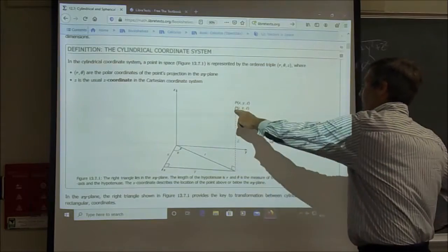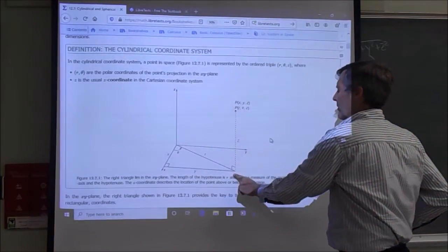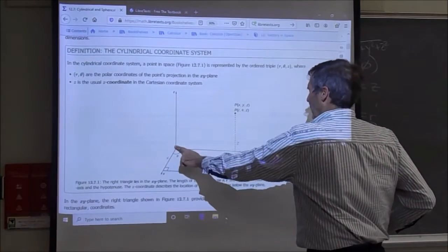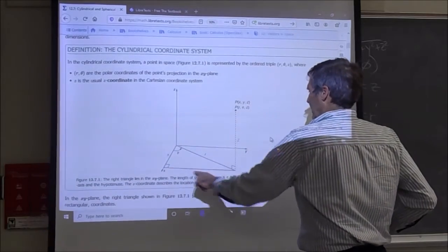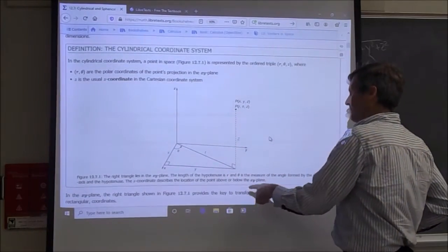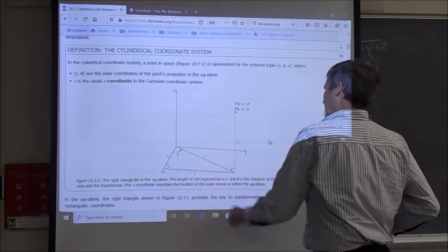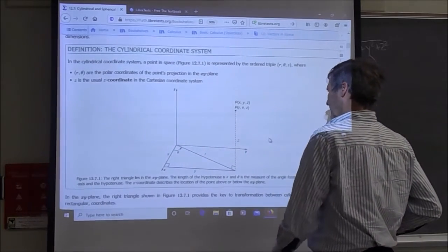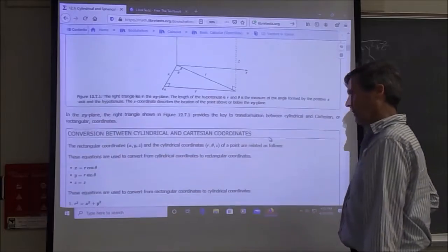Cylindrical coordinates: you take the point projecting onto the xy-plane, you call the distance of the projection from the origin r, and then x and y, and then theta is the angle counterclockwise in the xy plane from the positive x-axis, and z is the z-coordinate transferred over.